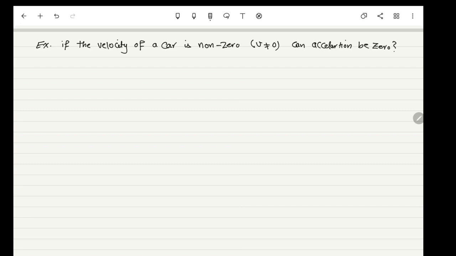Let's have this example here. If the velocity of a car is non-zero, v is not equal to 0, can the acceleration be 0? To answer this, yes, it can be. An example, an object moving with constant velocity has non-zero velocity, but it has 0 acceleration since the velocity is not changing. So yes, it can.